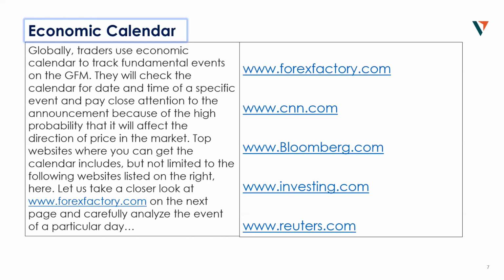Now there are several websites where you can go and see some of these things. Most of the time you see them being reported all the time. You have CNN, Bloomberg, investing.com, Reuters and all that. But Forex Factory is the number one website that we go to find fundamental events that are likely to have an effect on the market, right? So when you go to forexfactory.com, you see a lot of things. Let's go there and check it out now.